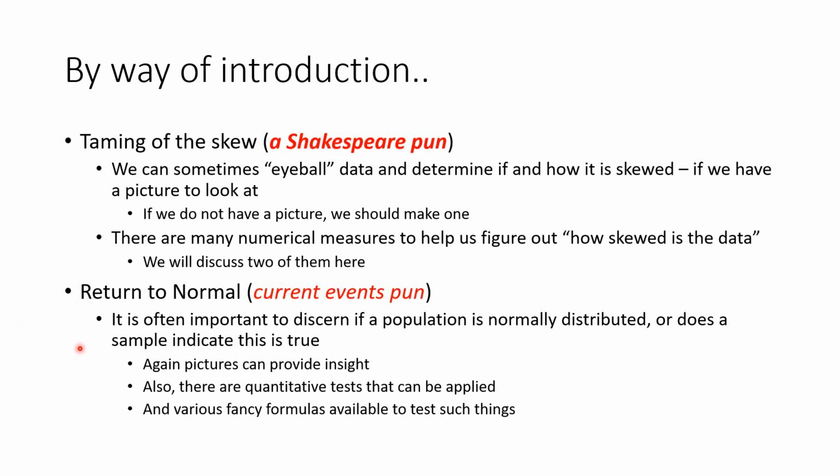And relative to normality, it is often important to discern if a population is normally distributed, and we usually do this by extracting a random sample and seeing what the random sample tells us about whether the population is normally distributed or not. Again, pictures can provide insights: box plots, histograms, and so forth. Also, there are quantitative tests that can be applied. We will discuss one here, but there are much fancier tests available to test such things.